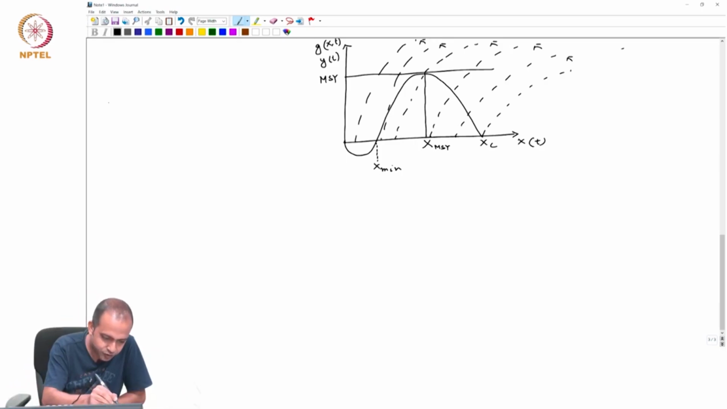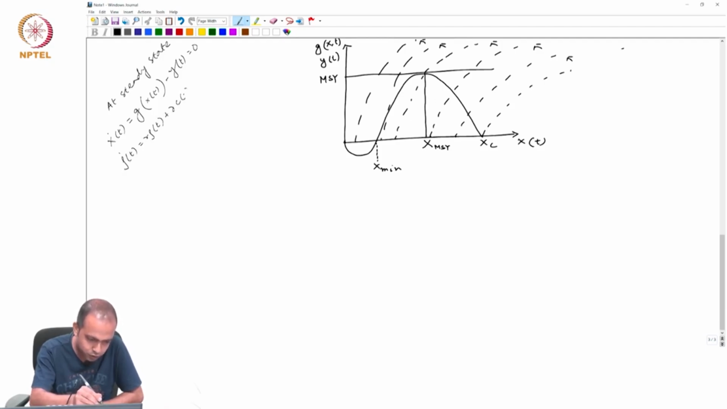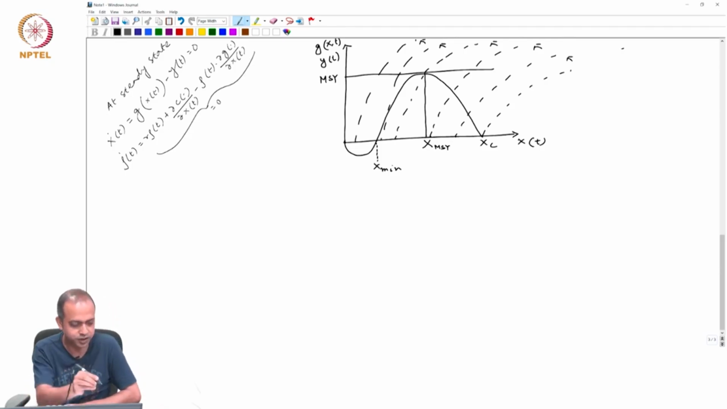At steady state, what we know is that x dot t equals g of x t minus y t equals 0, and also rho dot t equals r into rho t plus del c by del x t minus rho t into del g by del x t, this entire thing equals 0. These are the two things that happen.